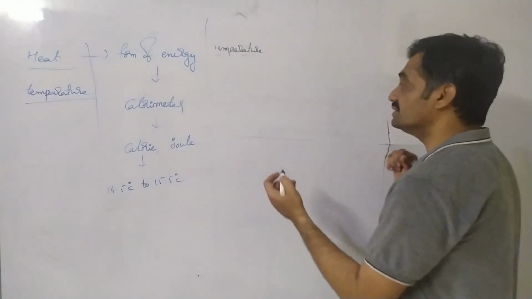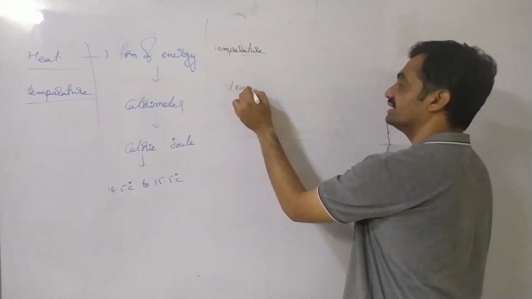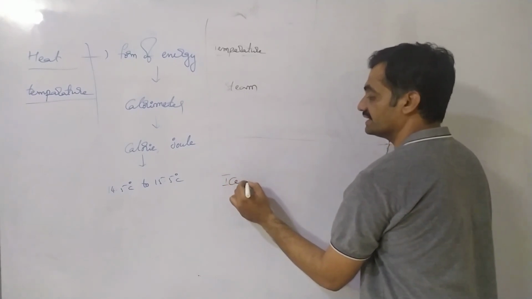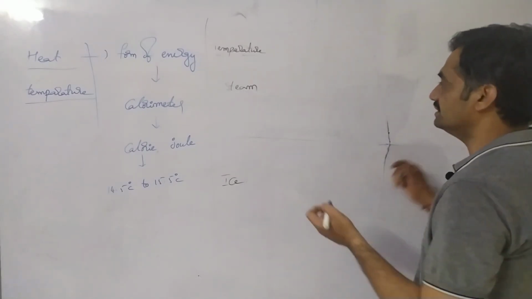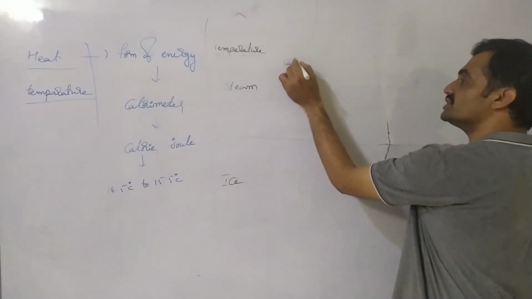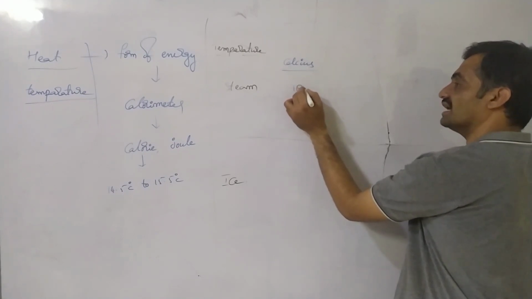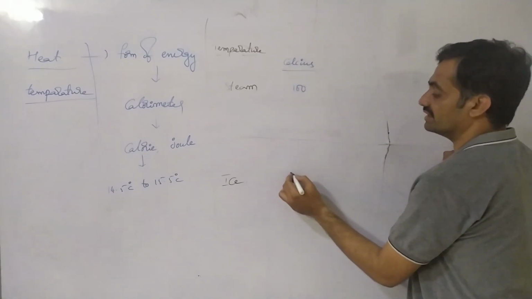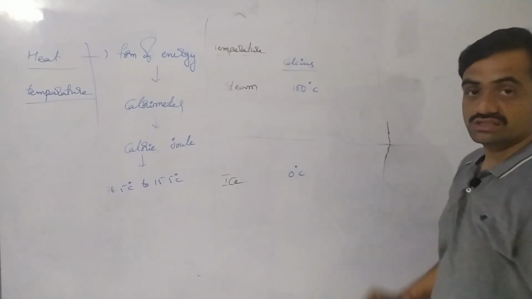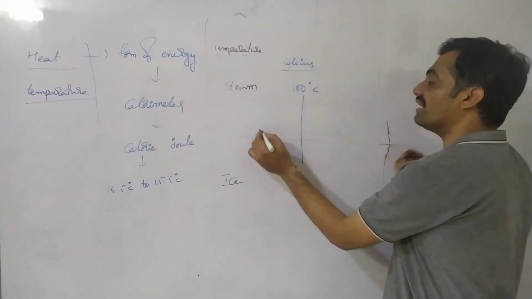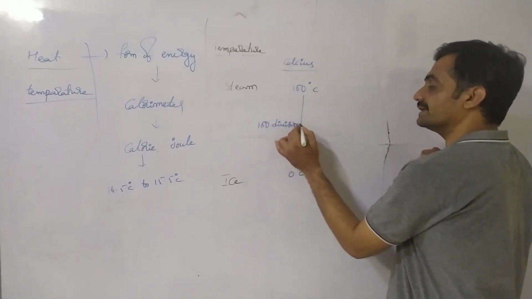So here temperature is represented based on the steam point as well as the ice point of water. If we consider the Celsius scale, then the steam point is 100 and the ice point is 0. So we represent it as 100 degrees Celsius and 0 degrees Celsius. In between 0 and 100 we have 100 divisions, so every division represents 1 degree.